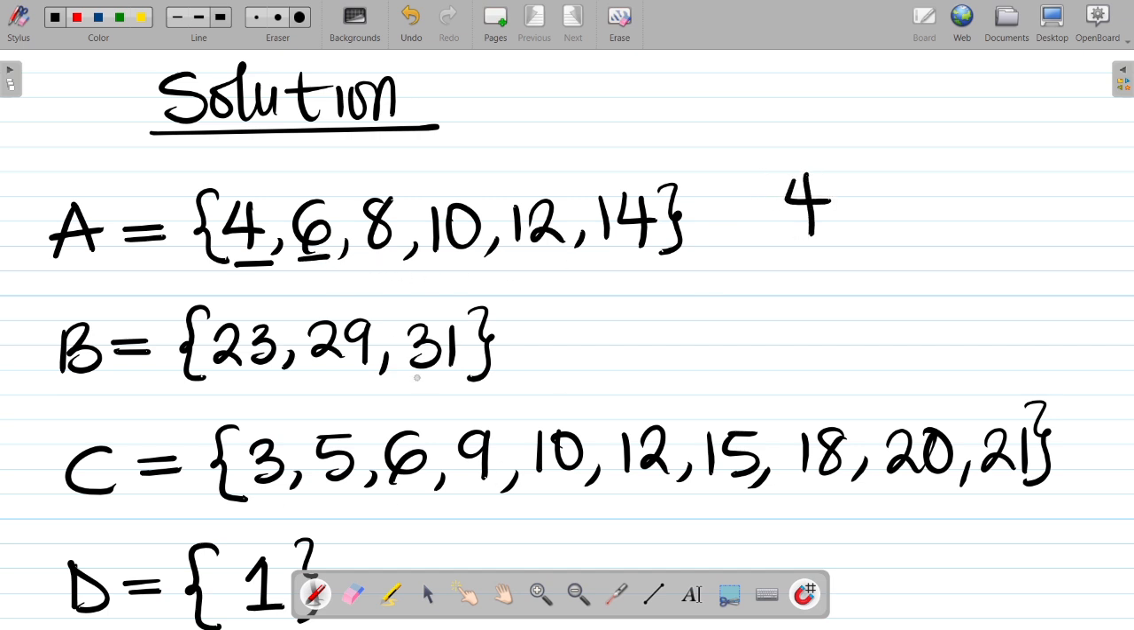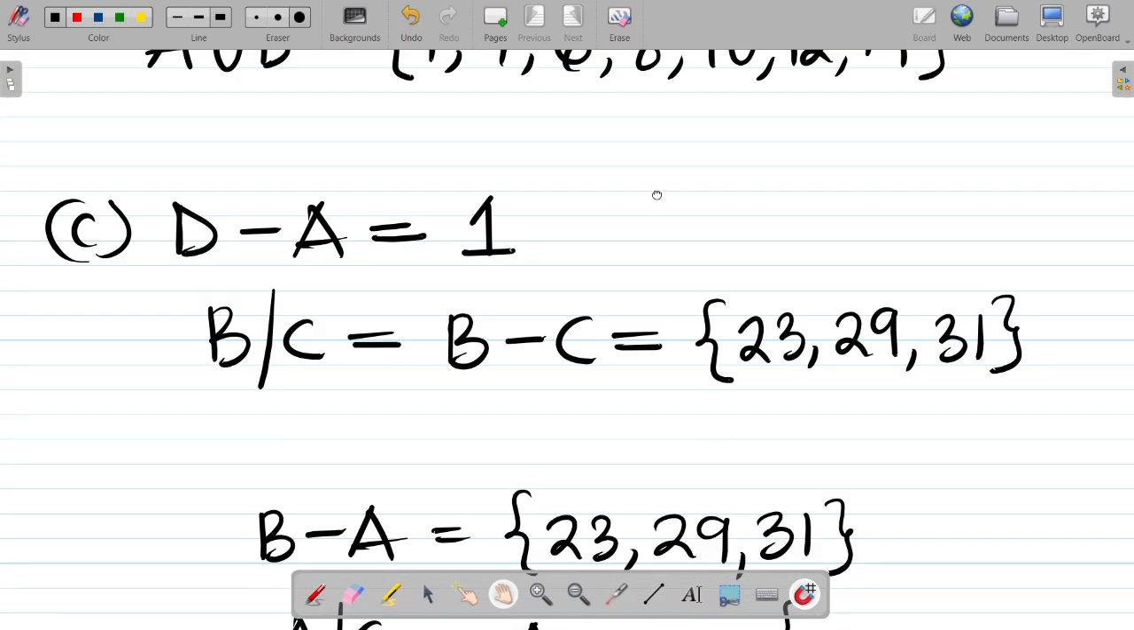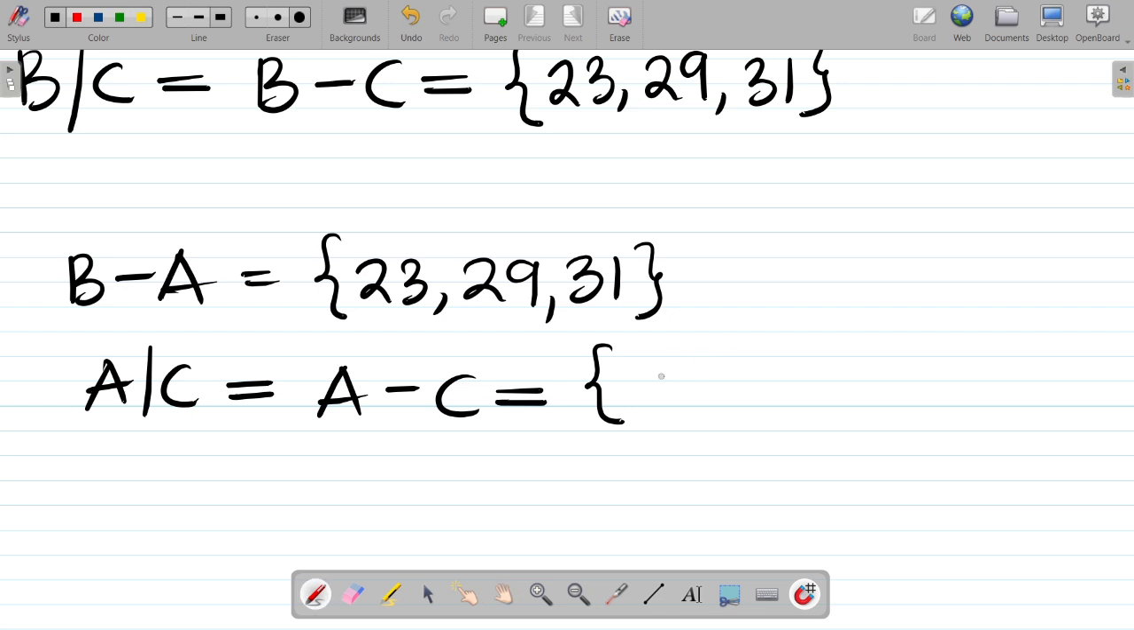I have 6 here. 6 is in C, so I won't take that. You have 8 here in A. 8 is not in C, so I'll take 8. You have 10 here. 10 is in C, so I won't take that. You have 12 here. 12 is in C, so I won't take that. You have 14 here. 14 is not in C, so I'll take 14. So A minus C is 4, 8, 14. That's your value. That becomes 4, 8, and then 14. So you have this.